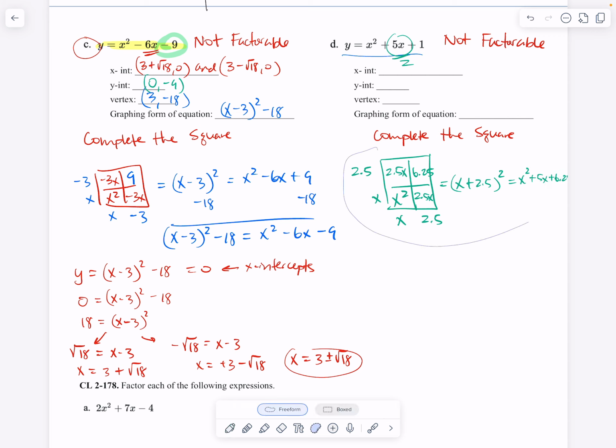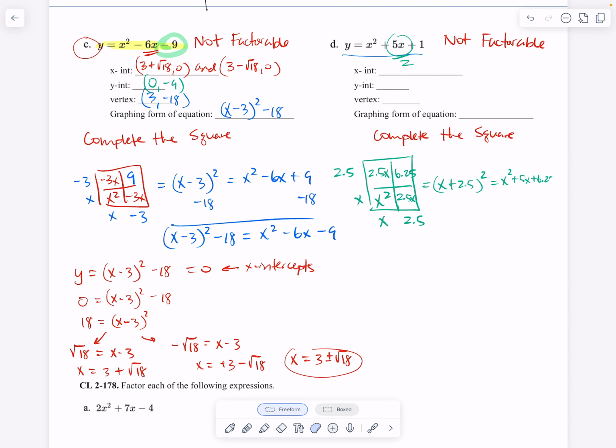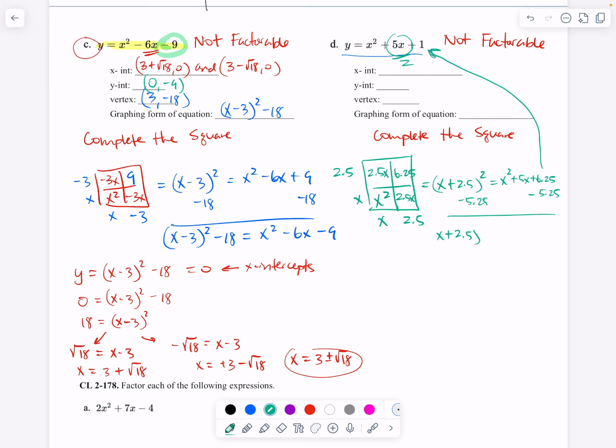And I'm running out of room. It's not even fitting. There we go. Okay, but I don't want 6.25 on the end. I want a 1 on the end. So I need to subtract 5.25. So this is going to be x plus 2.5 squared minus 5.25. That will be my graphing form of the equation.